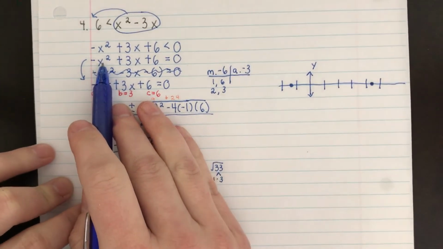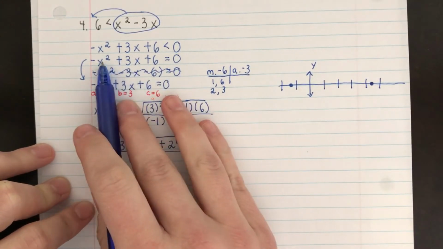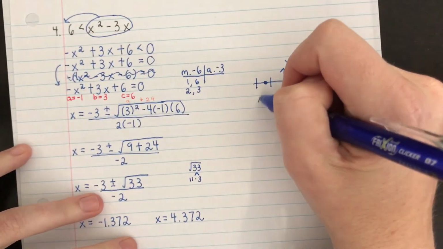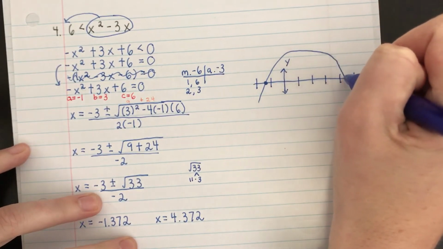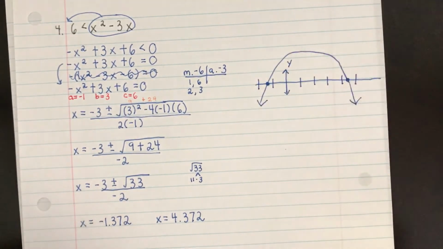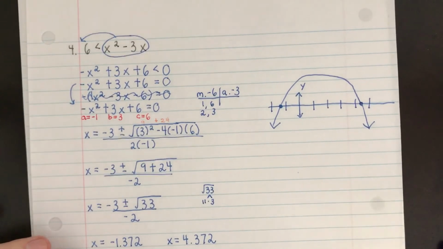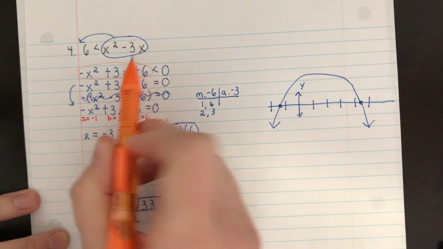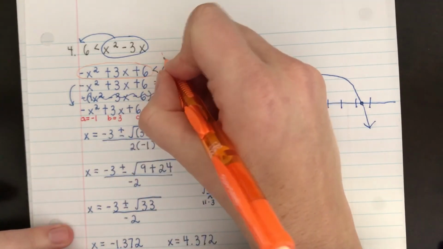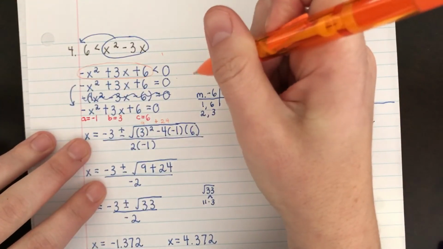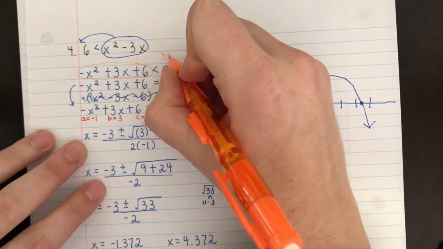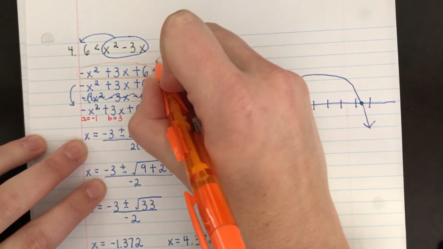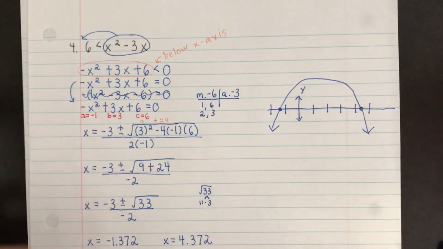All right, how did the graph open? Go back to the problem. When you've got 0 on the right, look at how the graph opened. Our a value was negative, so this graph opened down. And then what did we want to know? We wanted to know when the graph was less than 0, so below the x-axis. Less than means below the x-axis. Okay, so below, not below or on.